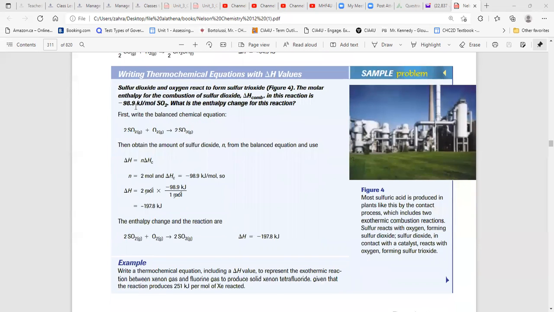Now looking at this question, sulfur dioxide and oxygen react to form sulfur trioxide. The molar enthalpy for combustion of sulfur dioxide in this reaction is given as negative 98.9. What is the enthalpy change for this reaction? So here 2 moles of SO2 are reacting. Molar enthalpy means for 1 mole. For 2 moles, you simply multiply this by 2. Then you can write down the reaction and put the delta H beside it.